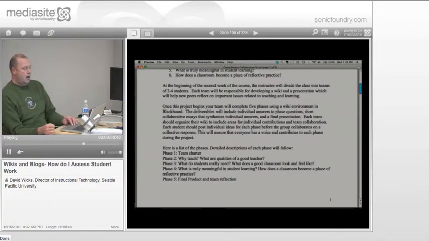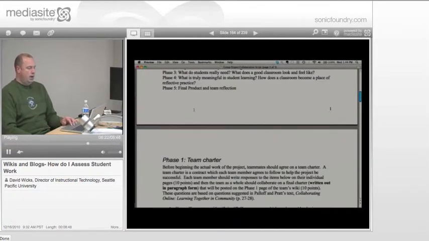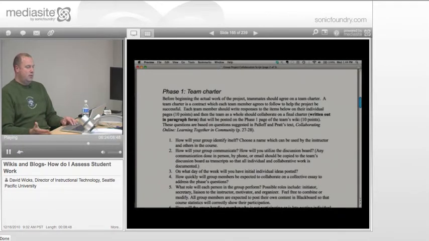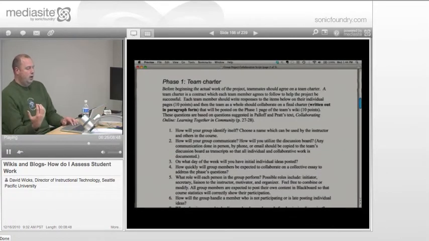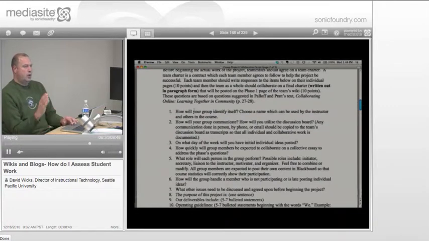Then the very first thing they do, we break the project down into phases, and I make it something that spans the entire term. The first phase, the first project they do, is a team charter. Later on when you read this document, you'll see what I'm telling them. I'm actually using something from Palloff and Pratt, where they talk about how to build a team charter. So we're just talking about how you're going to identify yourself as a group.